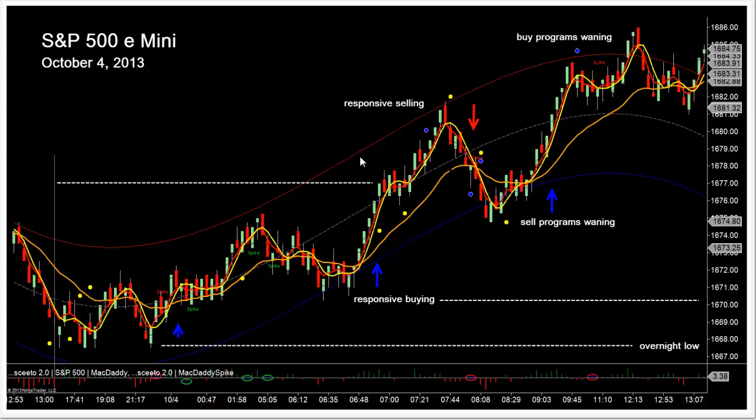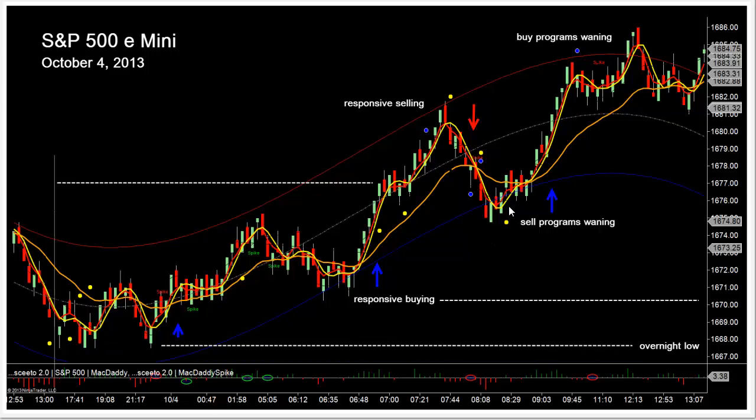1677. There was a minor pause at the 1677 price level, but the sell response did not occur until the S&P had traded up to 1681. Following the responsive selling, the slope of the digital filters turned down, and the S&P sold back down to 1674, 1675. At the close of the European markets, the sell programs decreased.